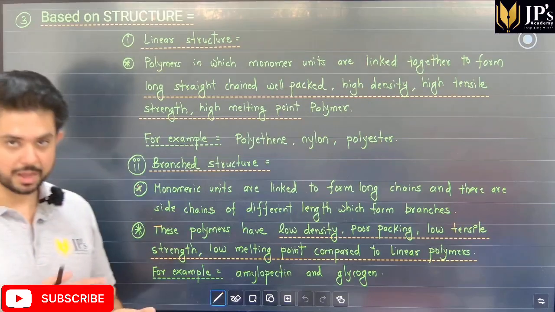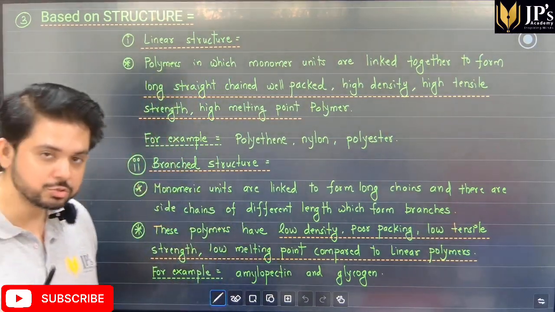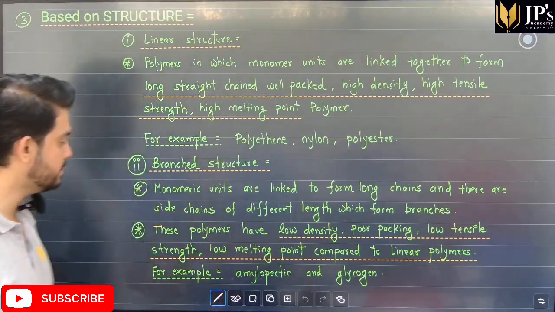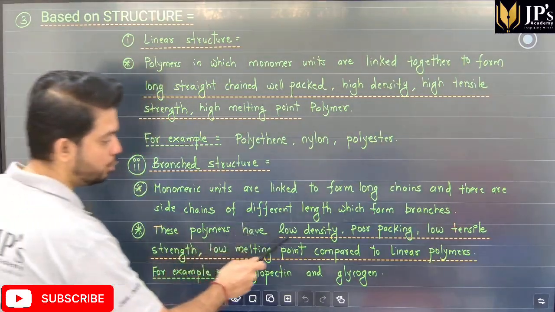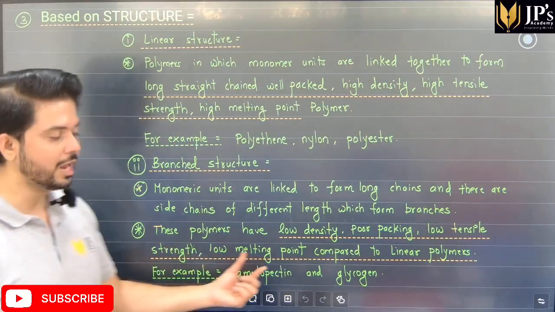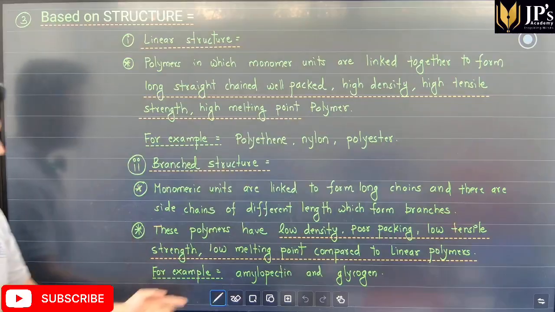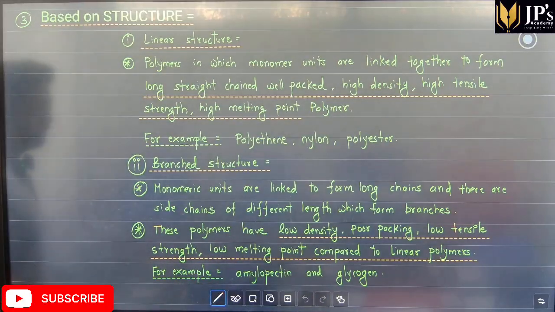Branched means along with linear structure you'll have some branches in between. However, students, because of these branches, these polymers have low density, poor packing, low tensile strength and low melting points when you compare them with linear polymers. For example, amylopectin and glycogen.